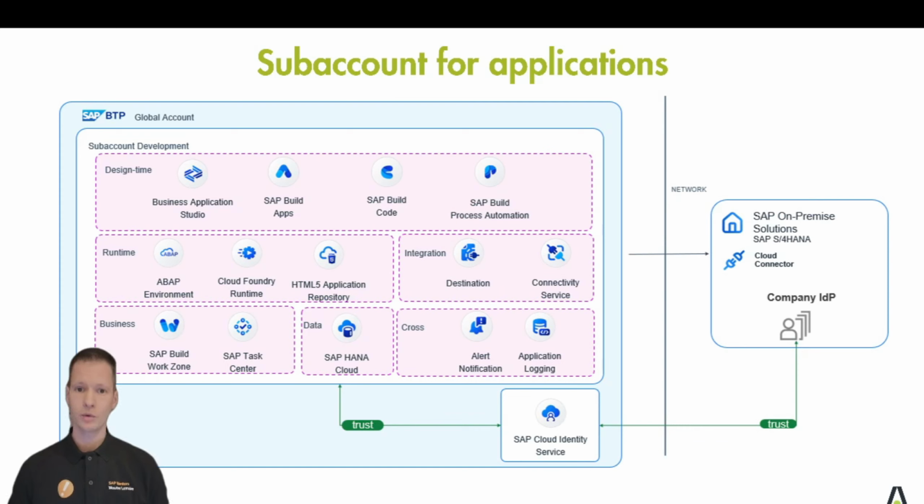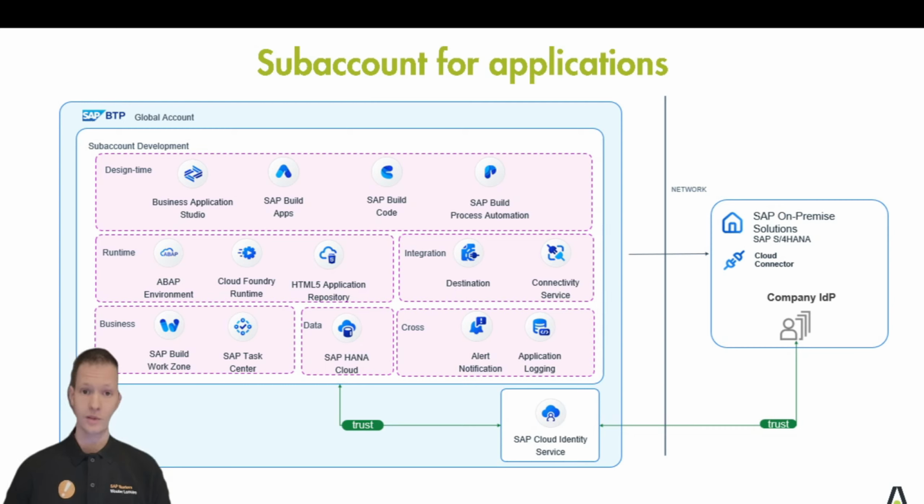In this episode I'm going to talk about the different services you need in your BTP subaccount to get started for building and running applications in BTP. To get started, we need to build an application, and for building an application, BTP foresees services like Build Apps, a low-code and no-code service for building applications, or Build Code, which is a pro-code tool to allow developers to build applications in BTP.